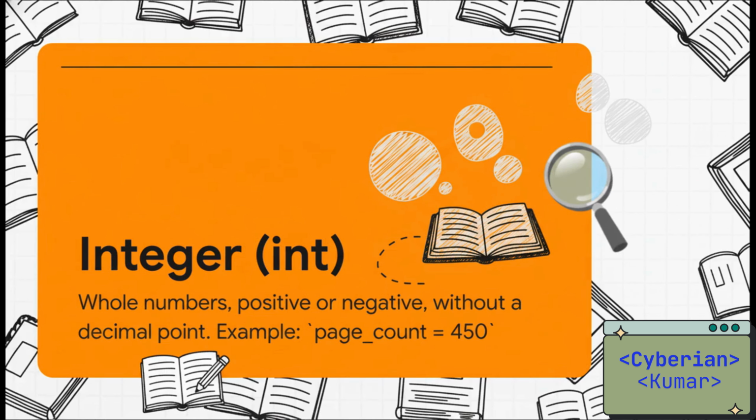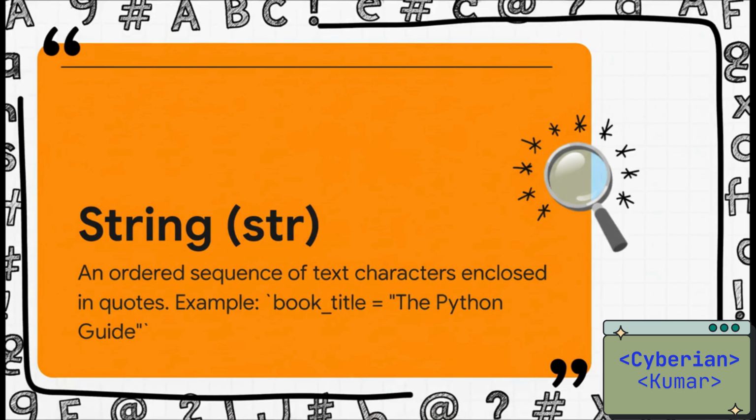First up, Mira needs to store how many pages a book has. Let's say it's 450. Since that's a whole number with no decimals, its data type is an integer, or just int for short. What about the book's title? Well, that's just a sequence of text characters. In the world of Python, we call this a string, or str. The easiest way to spot a string is that it's always wrapped up in quotation marks.